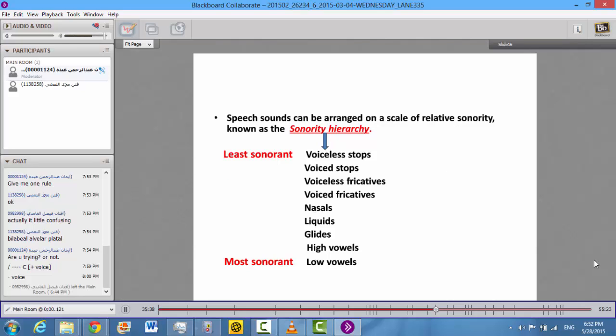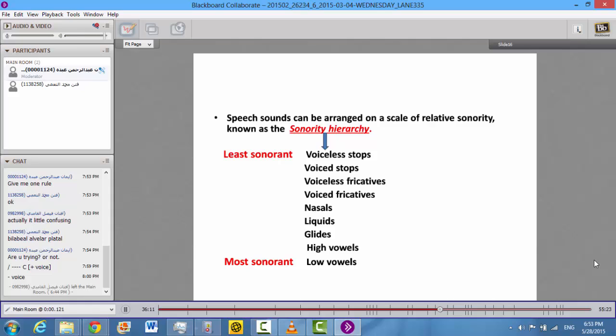Speech sounds can be arranged on a scale of relative sonority. This scale is known as the sonority hierarchy scale. It is a gradation of the loudness, the sonority, of the sound. So we'll start from the least sonorant and go upward to the most sonorant, or vice versa.